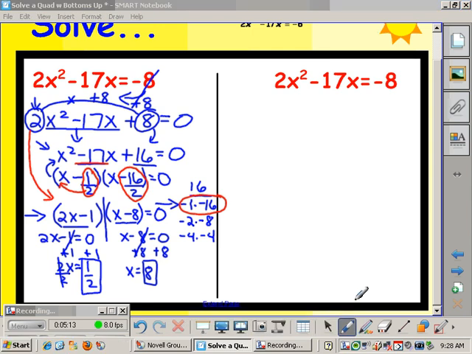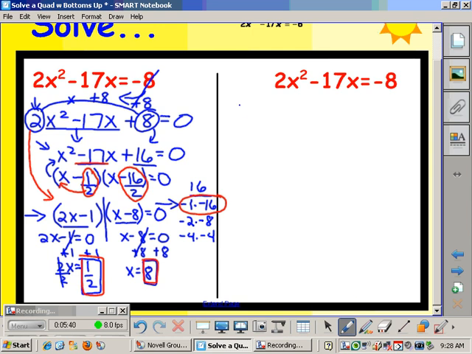Now, if you're familiar with the quadratic formula, you can actually double check your work using the quadratic formula. The quadratic formula can be used to solve any quadratic equation instead of using bottoms up, double bubble, or any other process you've learned. So we're going to go ahead and just use the quadratic formula to verify that our two x-intercepts are in fact 1/2 and 8.